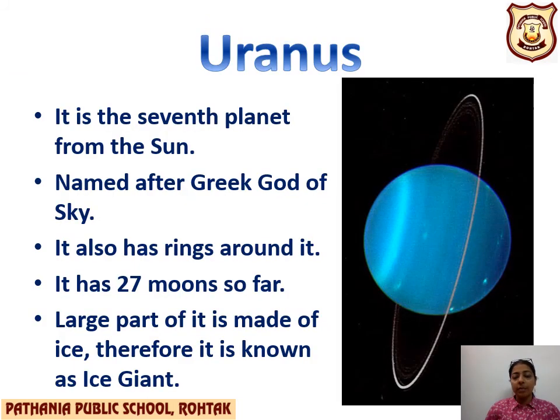So the seventh planet is Uranus. Uranus is the seventh planet from the sun. Its name is given from the Greek god of sky. Like Saturn, it also has some rings around it. It has 72 moons so far. A large part of it is made up of ice. If you see its blue color, it is all because its surface has ice on it, and that is why it is called the ice giant of the solar system.